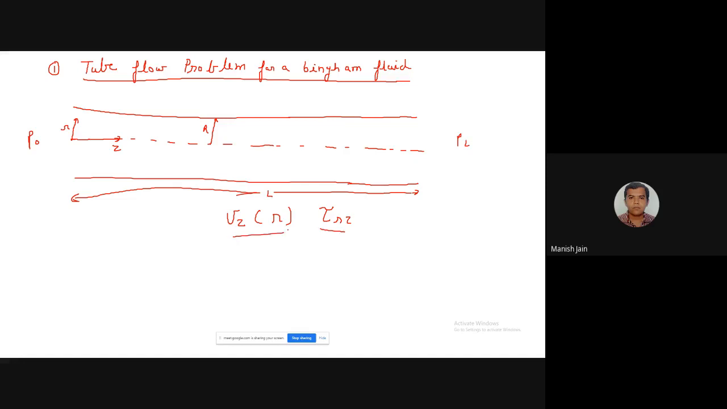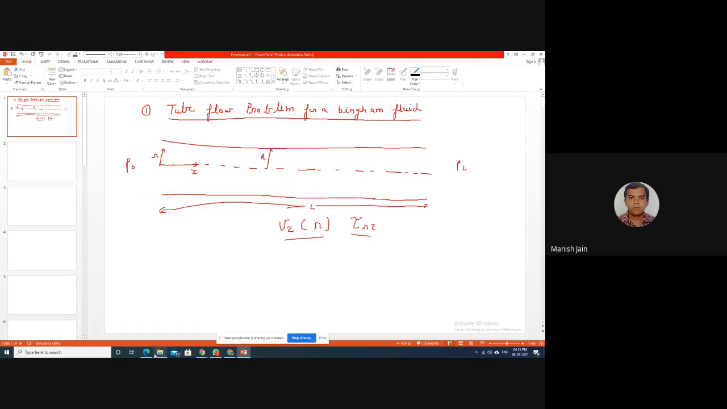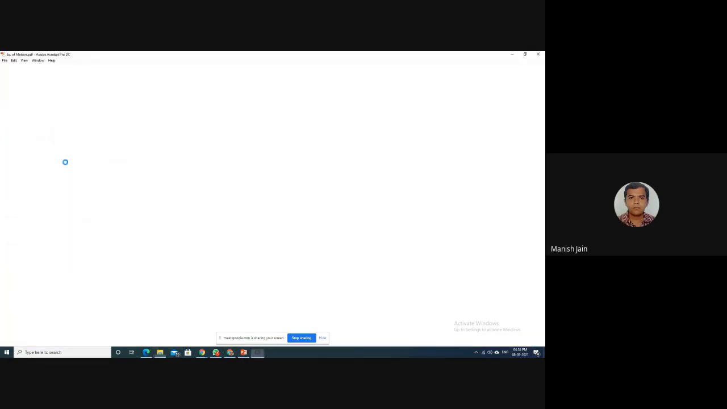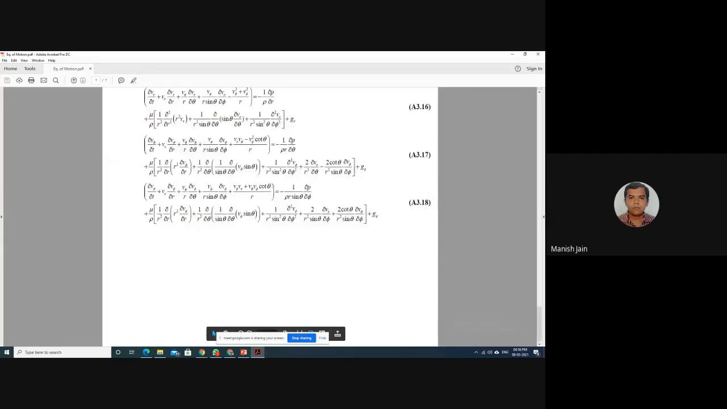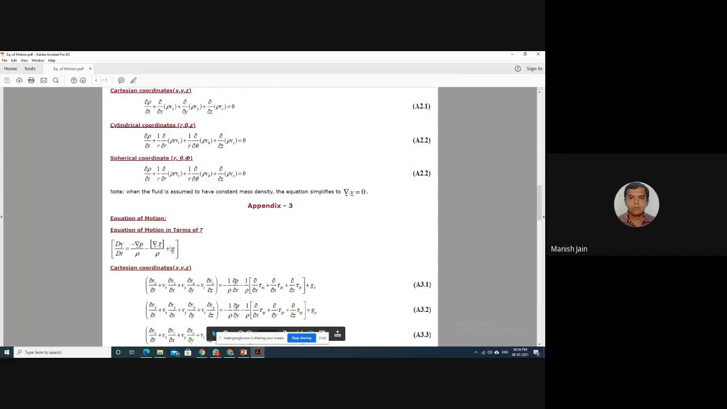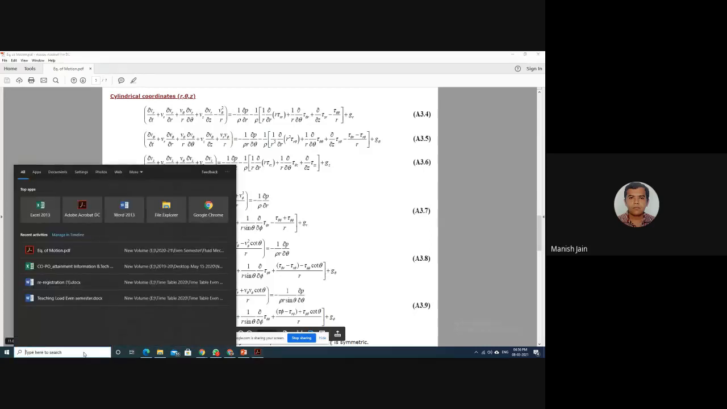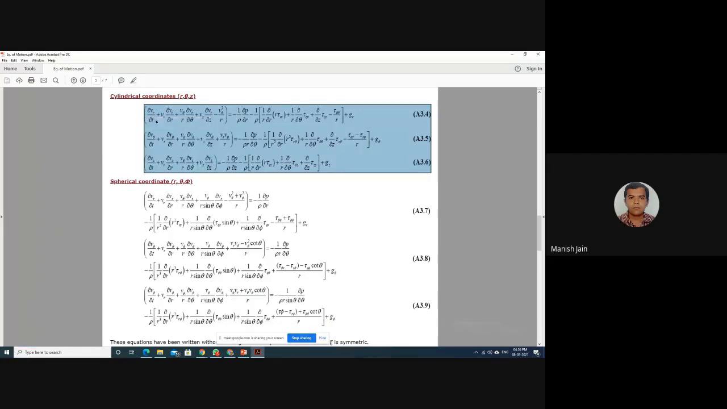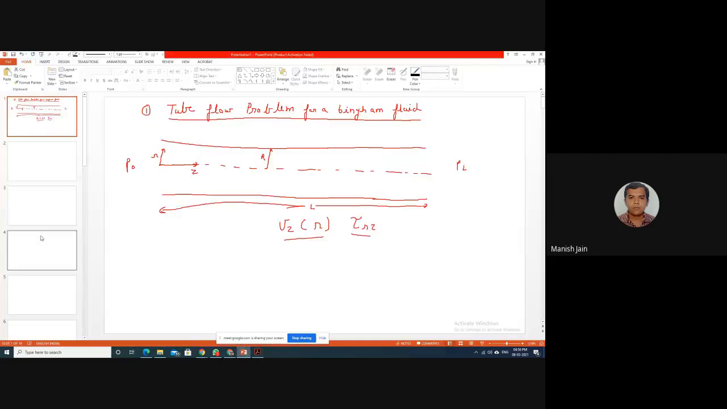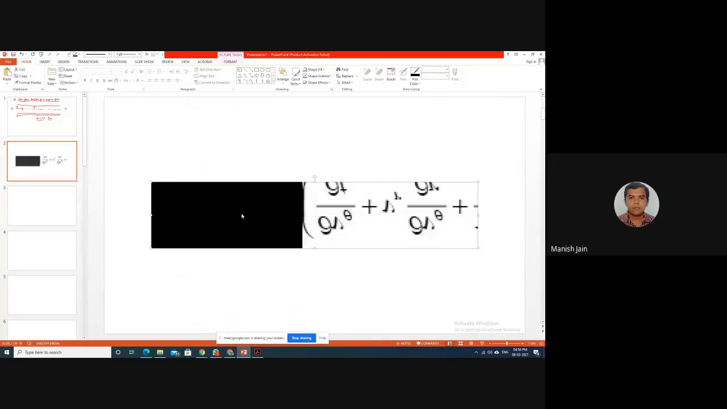Then after this you have to take the equation of motion. Okay, so this is the cylindrical system. So for the cylindrical system you have to take the cylindrical equation of motion. So first open the equation of motion table. So these are the equations of motion. This is the equation of continuity, this is the equation of motion. So in the equation of motion we will take the cylindrical coordinate system. Okay, just copy this equation of motion from the table. You need not memorize this table, you just have to copy this. Copy this image and paste it here.